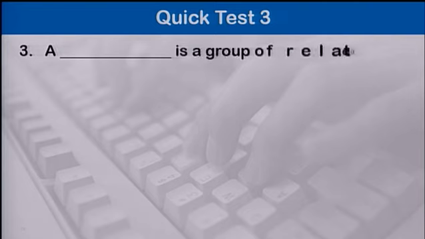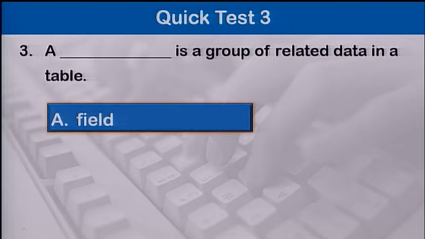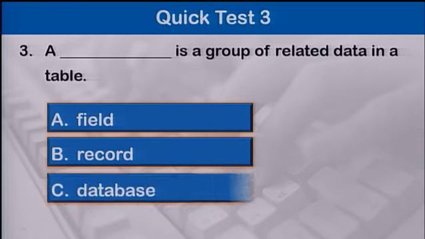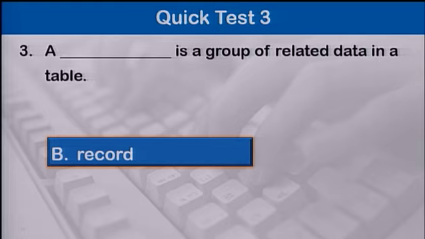Question 3. A blank is a group of related data in a table. Field, record, database. The answer is record. A record is a group of related data in a table.